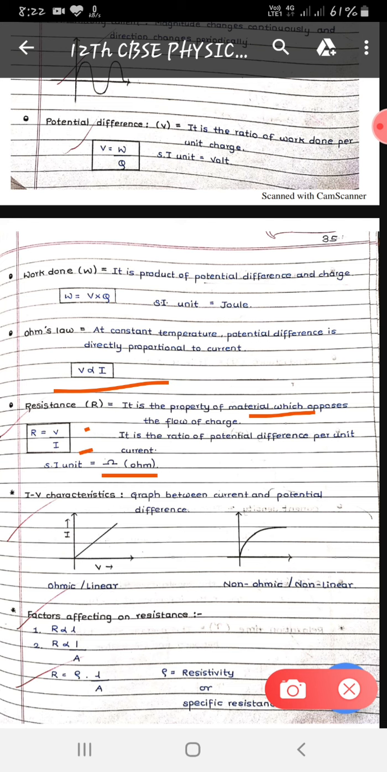Then again, for MCQ, they may ask one question: what is 1 ohm resistance? So we can write 1 ohm is nothing but 1 volt upon 1 ampere, isn't it? So in this way we can also explain 1 ohm resistance.